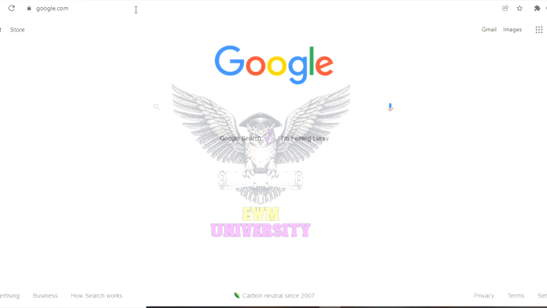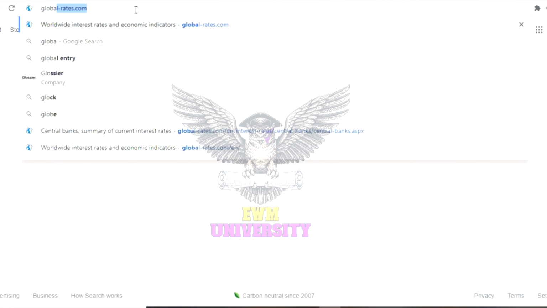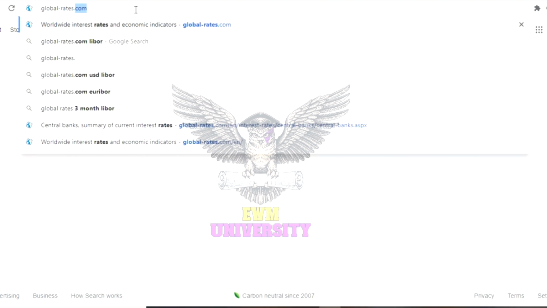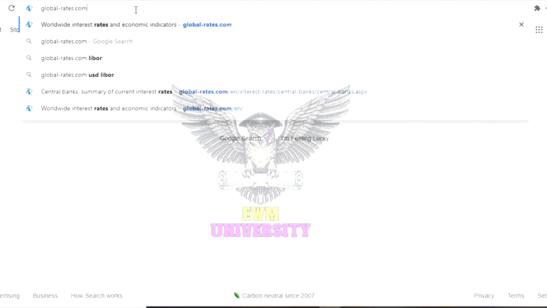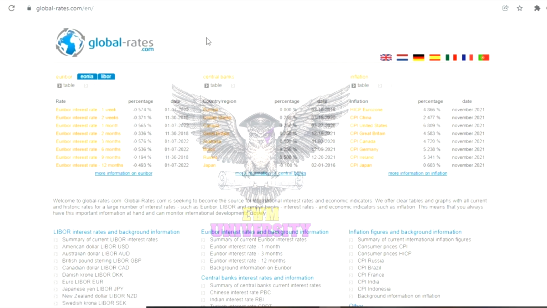All right, guys, here we go. So the first place that we're going to visit is global-rates.com. And you should be brought up to a page like this. Now, what we're going to be looking for here is the central banks table here in the middle, because we're going to be looking for the interest rates of these currencies.